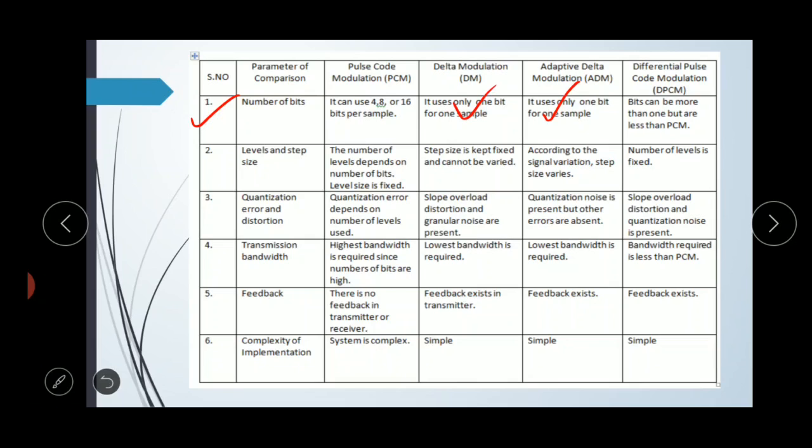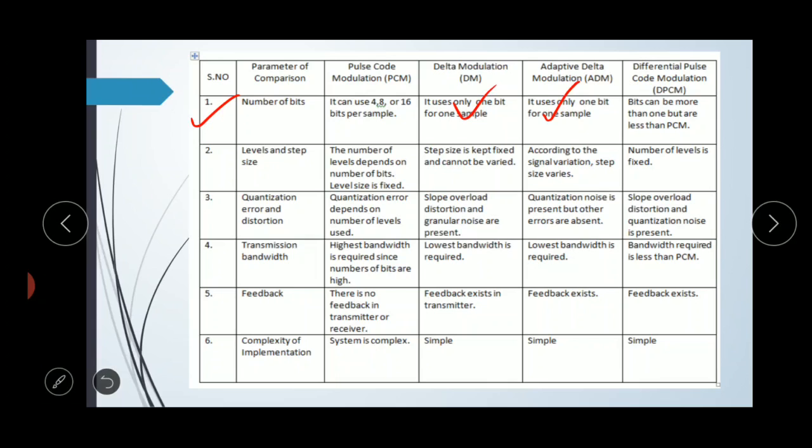Next is the levels and step size. The number of levels depends on the number of bits. So level size is fixed. In delta modulation, step size is kept fixed and cannot be varied. Because of that, we face problems like slope overload distortion and granular noise. But in adaptive delta modulation, as per the signal variation, the step size varies. In DPCM, number of levels is fixed.